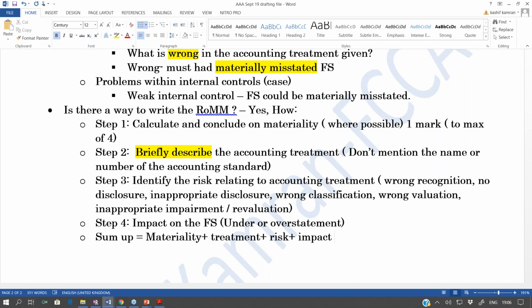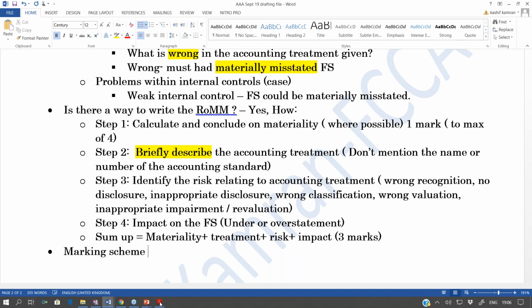How many marks will we get for that in a question on audit risk? In total, 3 marks. Learn the marking scheme. If in an exam paper you write the materiality, the treatment, the risk, and the impact, this is a 3 marks situation. And how many materialities can we write in an exam paper? 4.